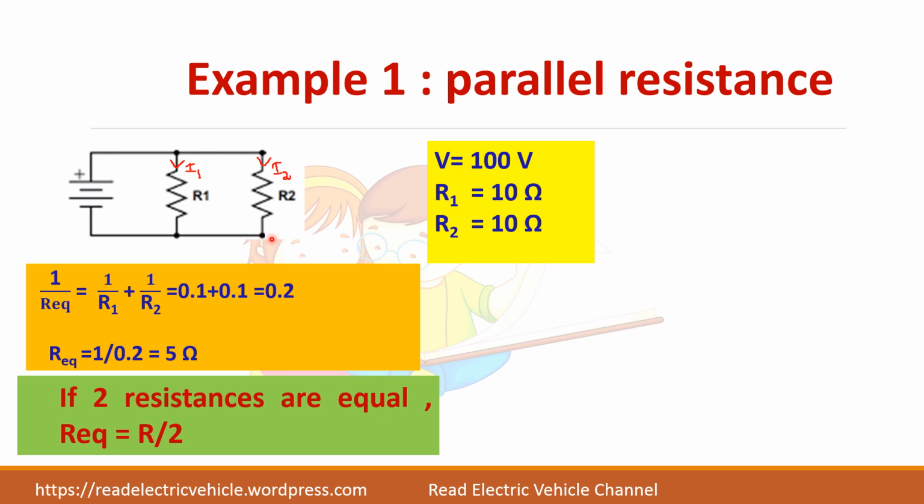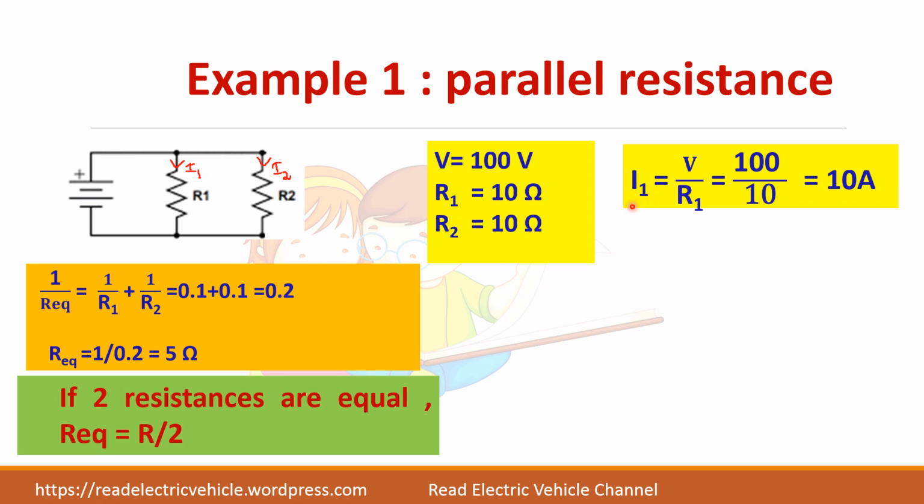So these are some tricks which you can follow to save your time during exam. No need to find the R equivalent if you have equal resistances connected in parallel. So if you see here two 10 ohms are connected in parallel, directly write R equivalent equal to 5 ohms because it will always be R by 2. If I have 3 resistances, it will be R by 3.